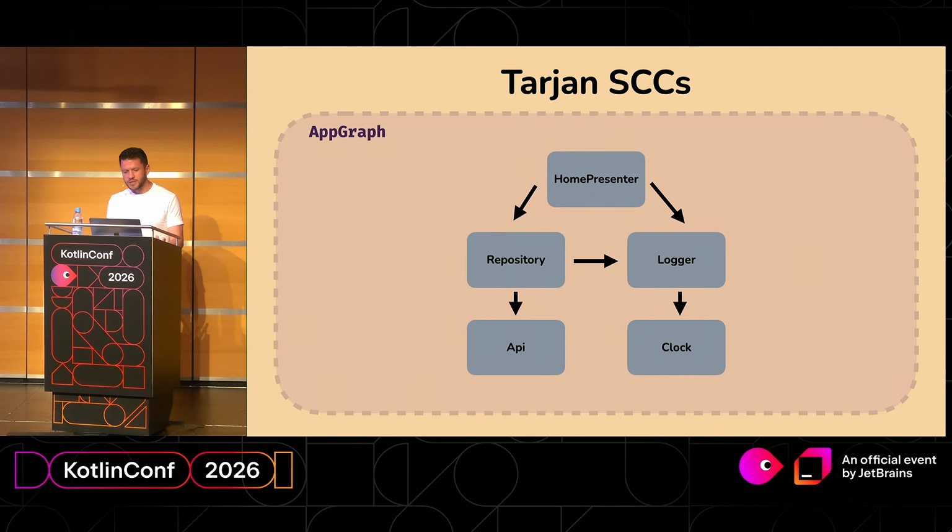Tarjan is basically just DFS with some extra bookkeeping. If you go look at the Wikipedia page for this, you get the very theory-heavy algorithm explanation where they hate variable names longer than one letter. And so I'm going to try to do a more human version of this.